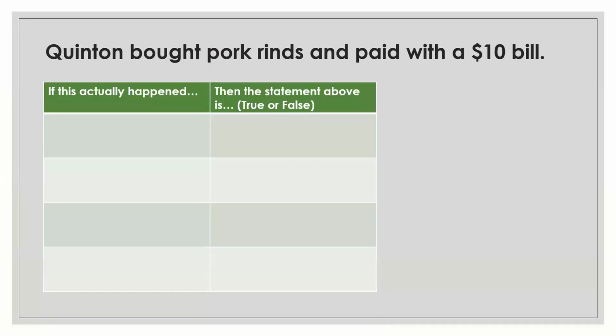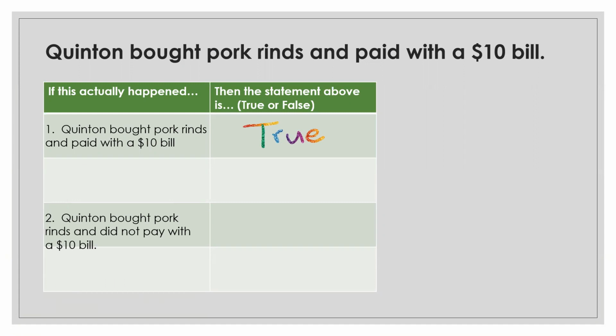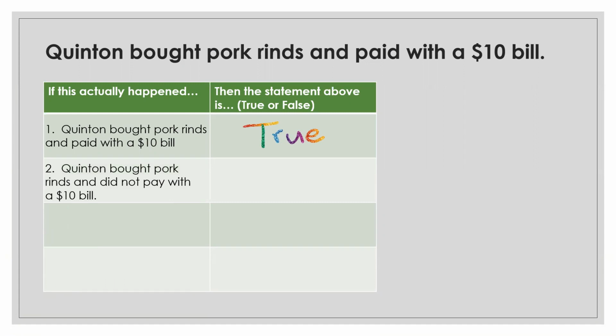All right, so suppose scenario one, I came to you and said, Quentin bought pork rinds and he paid with a $10 bill. You would say, oh, friend, you're so good. You're just telling me the truth, right? So that statement is true. Now, suppose I come and tell you that I was there with Quentin. He bought pork rinds, but he did not pay with a $10 bill. What do you say about your friend? Was he lying? Yep, that statement is false.